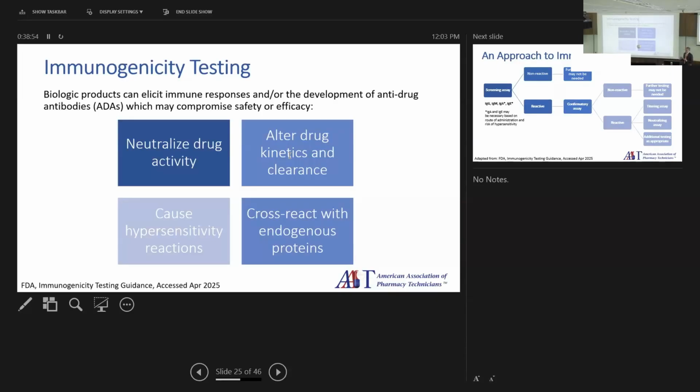But if your body produces antibodies against the biologic product, it can decrease its effectiveness by neutralizing that biologic. It can alter the kinetics and clearance of the medication and the way that our body distributes it. And it can cause hypersensitivity reactions if our body mounts an allergic response against that biologic. And so this is why biologics and biosimilars have to undergo rigorous immunogenicity testing to make sure that these are not significant risks associated with the medicines. And with a biosimilar, we want to make sure that there's similar risk of immunogenicity with the biosimilar compared to the biologic.